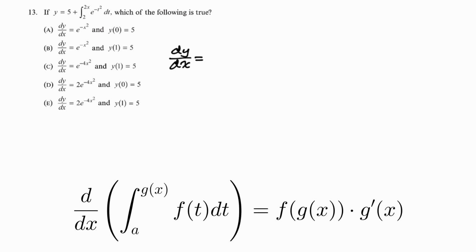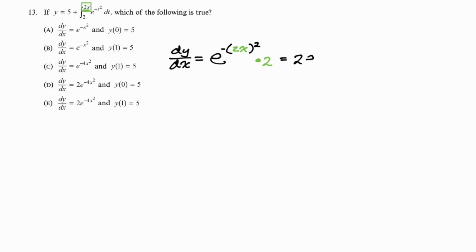If y equals 5 plus the integral from 2 to 2x of e to the negative t squared, which of the following is true? All right, so the first given information is derivative, so I'm going to find the derivative. So dy/dx. This is going to be the second fundamental theorem, so we're going to take the upper bound, which is 2x, and sub it in for every t that we see in the integrand. So that'll be e to the negative quantity 2x, and then squared, times, by the chain rule, the derivative of 2x, so times 2. And then this cleans up to 2e to the negative 4x squared.